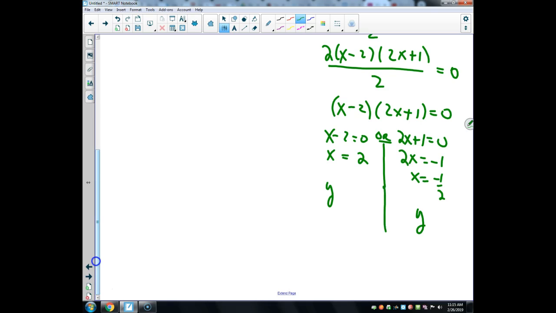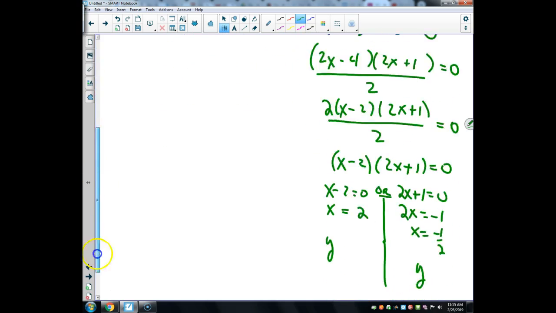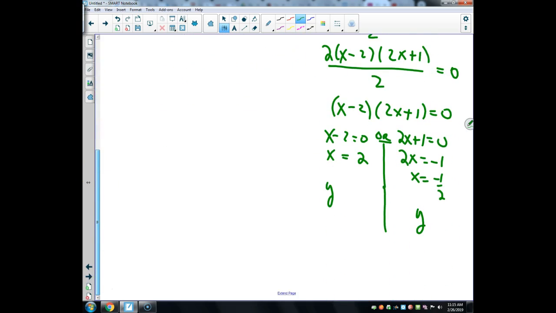Go back to the top and plug in your x values into any one of these equations, but I would say use this one. This says what y is, right? 3 times x plus 2. So 3 times 2 is 6, plus 2 is 8. So there's your point of intersection. And 3 times negative 1/2 is negative 3/2, plus 2, or 4/2, is positive 1/2.